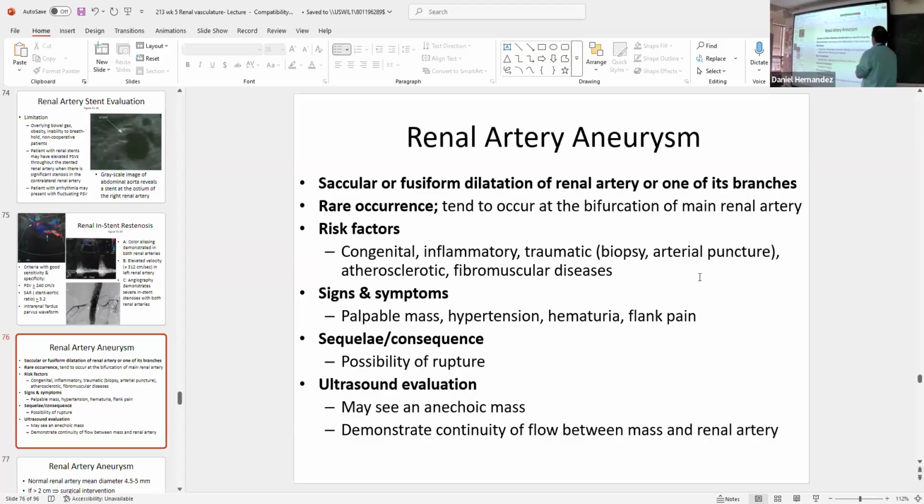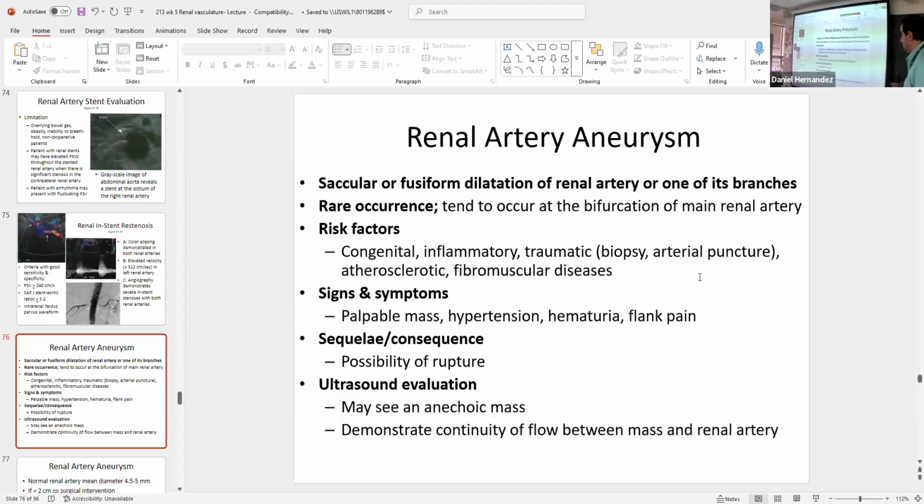Aneurysms. So since it's an artery, they are susceptible to potential aneurysms. So aneurysms could be saccular or fusiform. So we know our true aneurysms, we get dilatation of all three vessel walls and can present same like an aortic aneurysm, either saccular or fusiform on the main renal artery itself or potentially one of its branches. Renal artery aneurysms are very, very rare. If they do occur, they tend to be near that bifurcation.